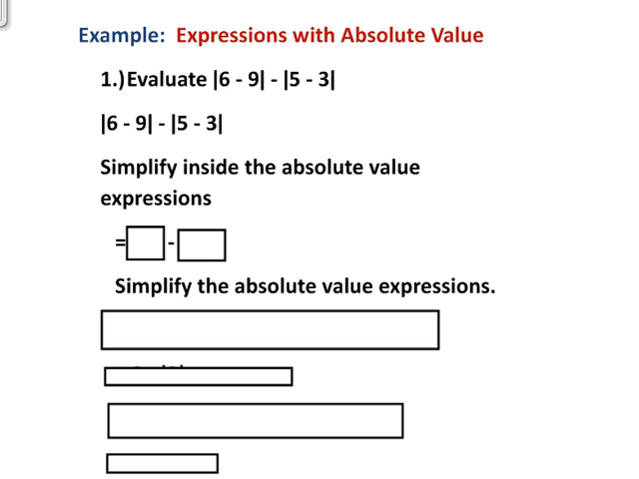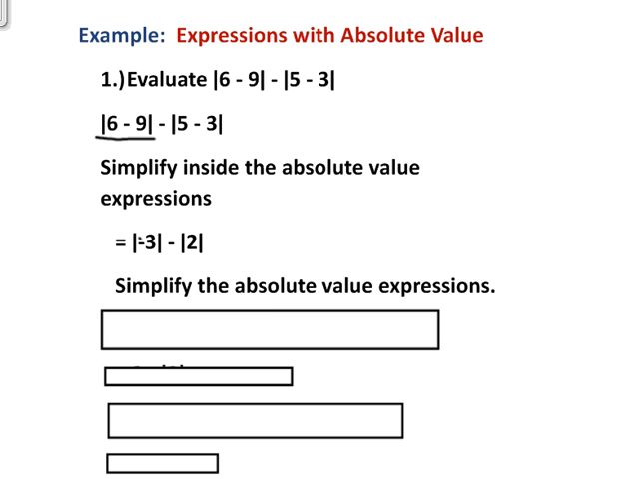Please evaluate the absolute value of 6 minus 9 minus the absolute value of 5 minus 3. We're going to simplify what's inside the absolute value signs. That's a grouping symbol. So 6 minus 9 becomes negative 3, the absolute value of negative 3, and the absolute value of 5 minus 3 becomes 2.